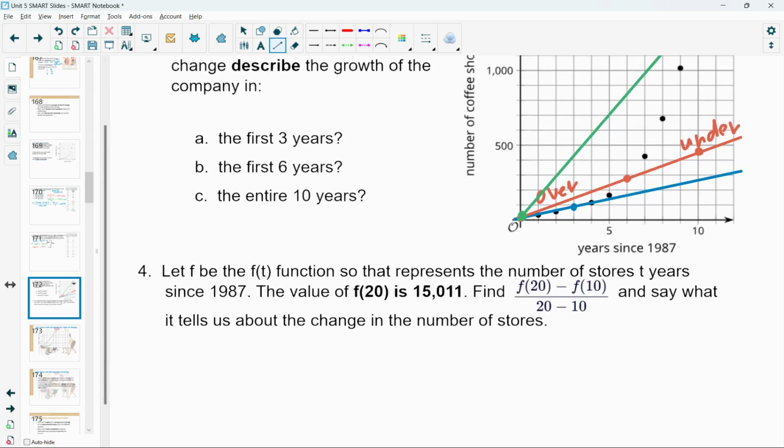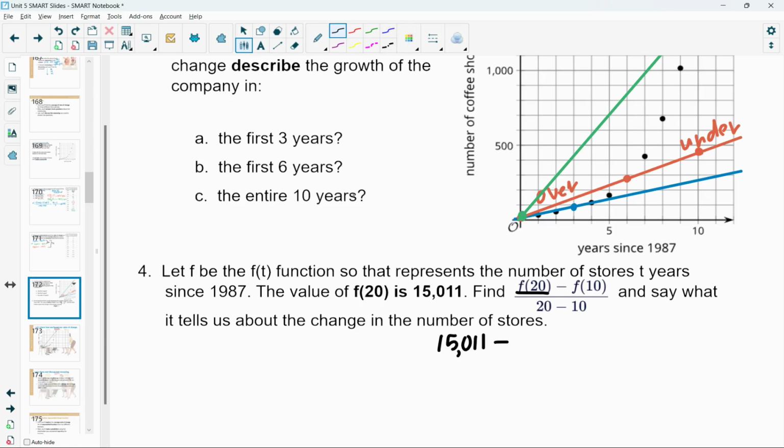So then let F be the function that represents the number of stores, T years since 1987. They're telling us now that F of 20 is 15,011. Find F of 20 minus F of 10 divided by 20 minus 10 and say what it tells us about the change in the number of stores. So they're giving us this new F of 20 value, 15,011. So that's going in here for F of 20.